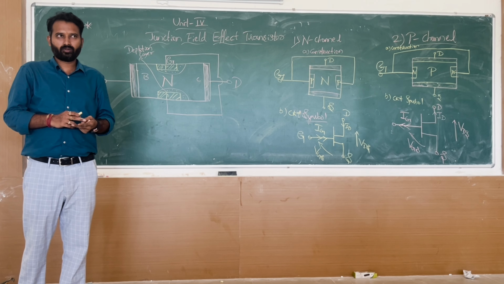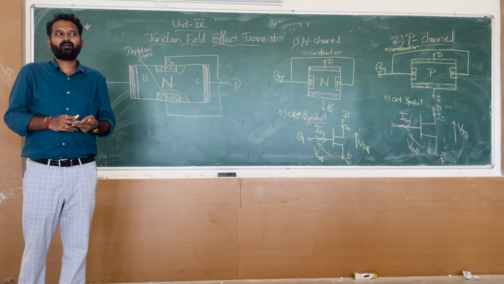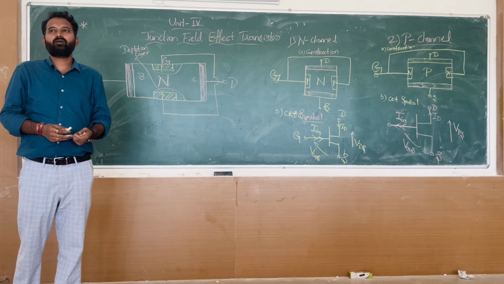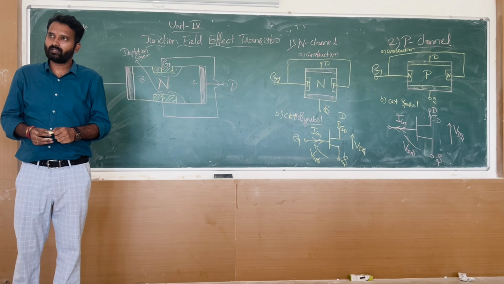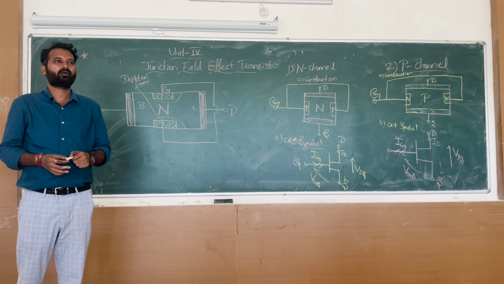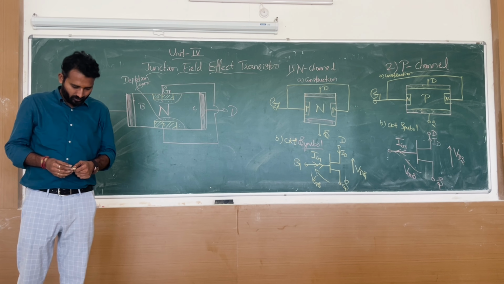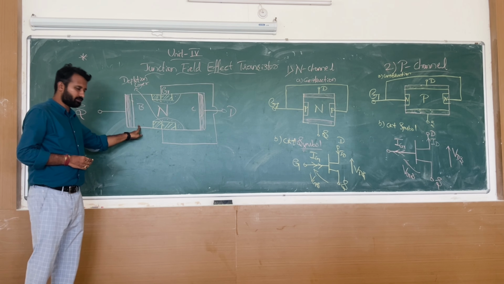If you understand both the construction and the definition, then I will tell you why they have given the name field effect transistor. What is the reason behind naming it a field effect transistor? To understand this, you should know the PN junction diode, forward bias, reverse bias, and some basic concepts regarding the transistor. So let me explain the construction of this device.